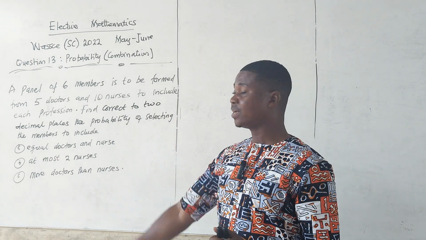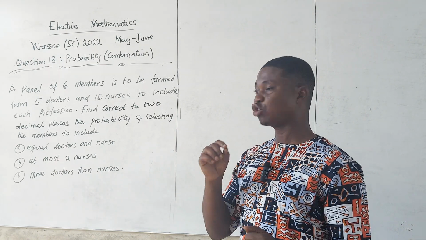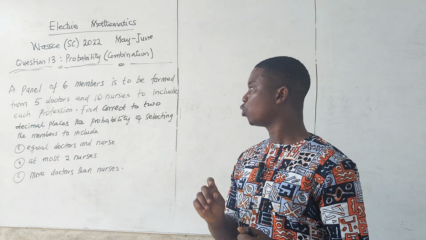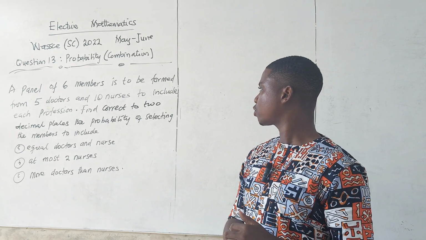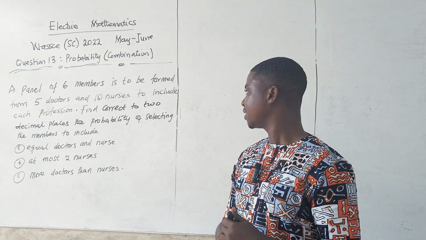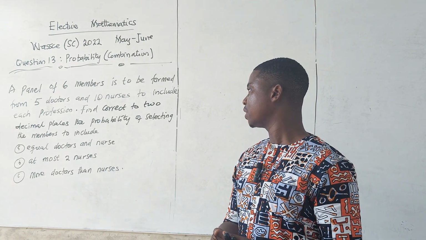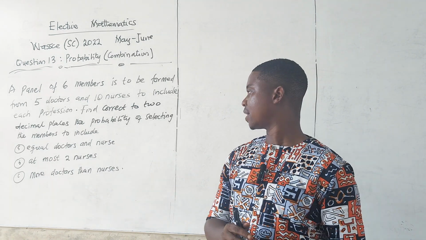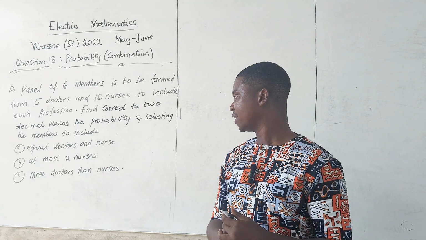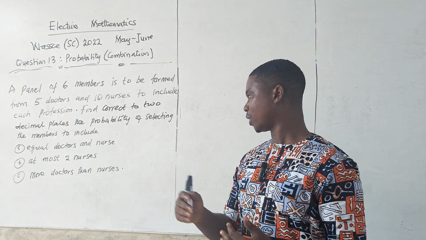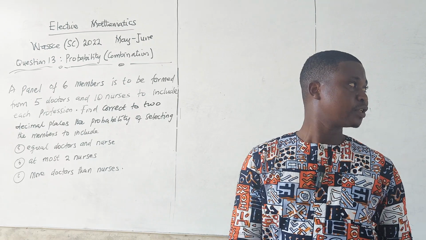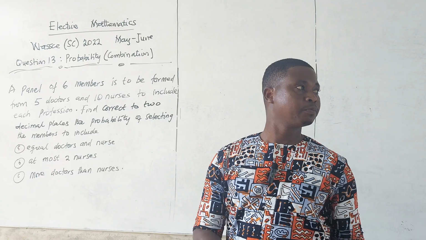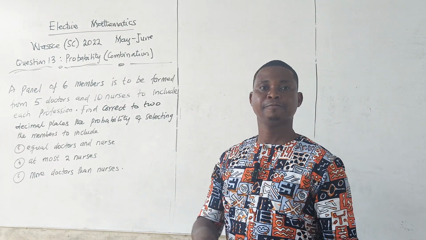The question reads: a panel of 6 members is to be formed from 5 doctors and 10 nurses to include each profession. Find, correct to 2 decimal places, the probability of selecting the members to include A. Equal doctors and nurses. B. At most 2 nurses. C. More doctors than nurses. So reading from the question, you realize that both professions should be included in the panel.